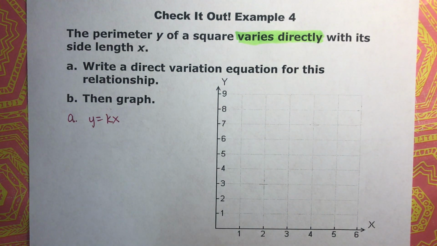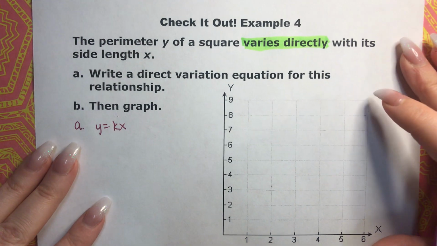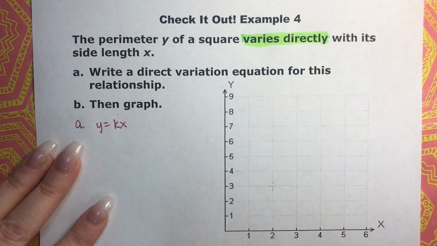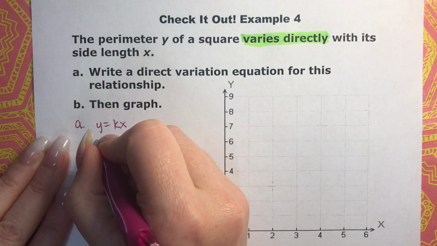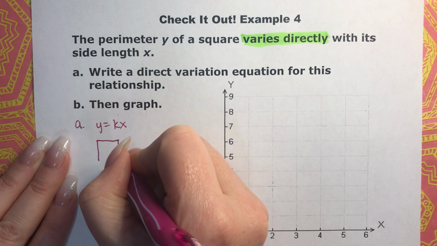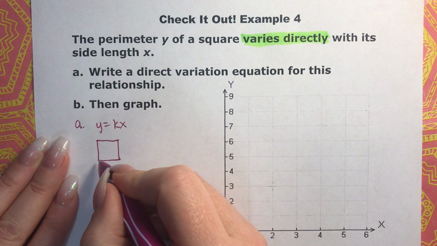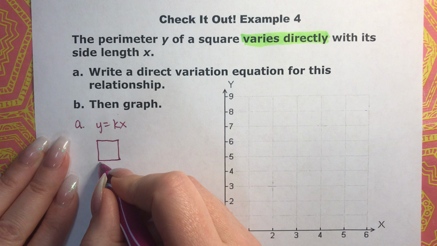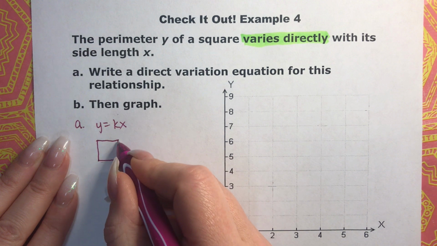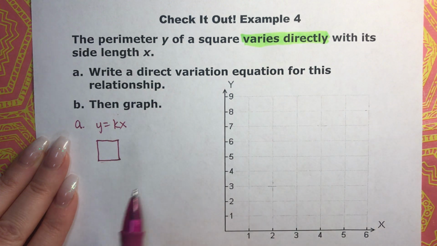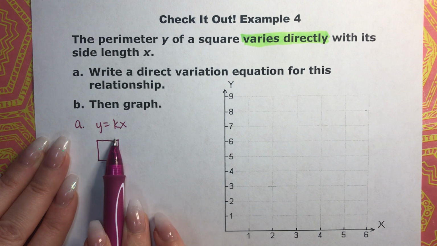So let's think about this. What is that constant of variation? Well, what are we talking about? We're talking about the perimeter of a square. So let's think about that for a second. Perimeter is the distance around a square, right? So if I start here, this plus this plus this plus this, that is what the perimeter is. It's the distance around a square.